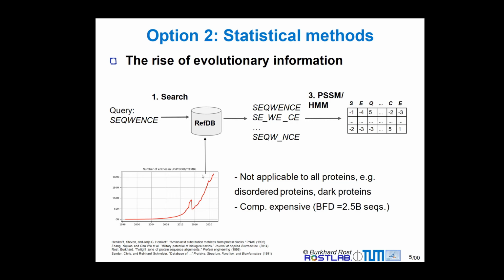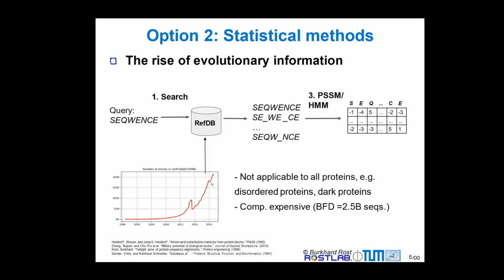One of the problems that this method brings with it is shown here. I just took a snapshot yesterday evening of the current size of UniProt, so one of the largest databases of protein sequences. And here you can see two things. One thing is that we are now roughly at 210 million protein sequences in this database. And this also means that for every query protein you want to make some predictions for, or where you want to create your PSSM or hidden Markov model for, you need to search the whole reference database usually.